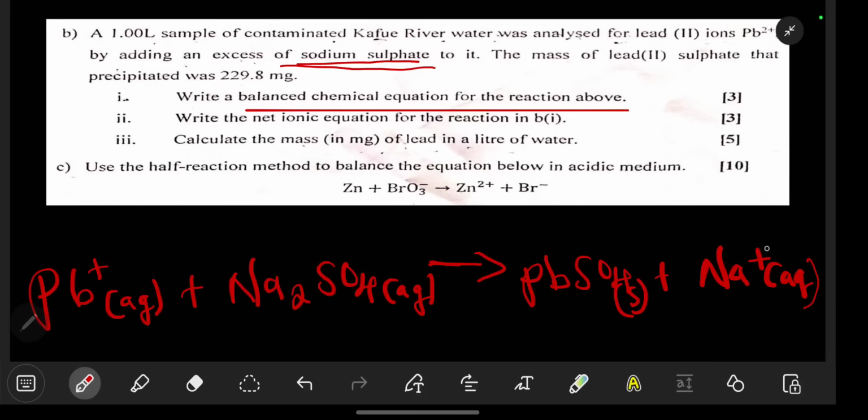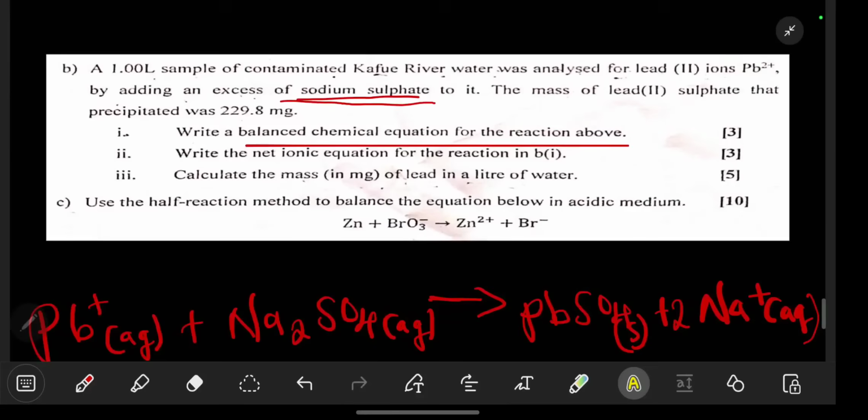And remember, precipitation involves reacting two soluble salts to produce an insoluble salt and a soluble salt. So balancing this equation, we are just going to put a 2 here, and a 2 here. Just a 2 will be enough. Then, if that is what we have, this is the equation they wanted, 3 marks.